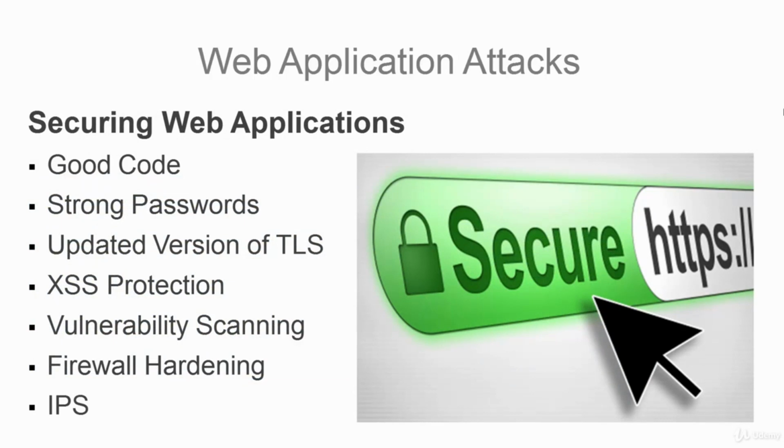So of course, good code, strong passwords. Want to make sure to run vulnerability scans constantly to see what vulnerabilities are open on your web applications and prioritize those vulnerabilities. Firewall hardening, and last but not least, IPS. Let's hop into the lab and I'll show you some of the web application specific IPS signatures that can be configured on Cisco Firepower devices.